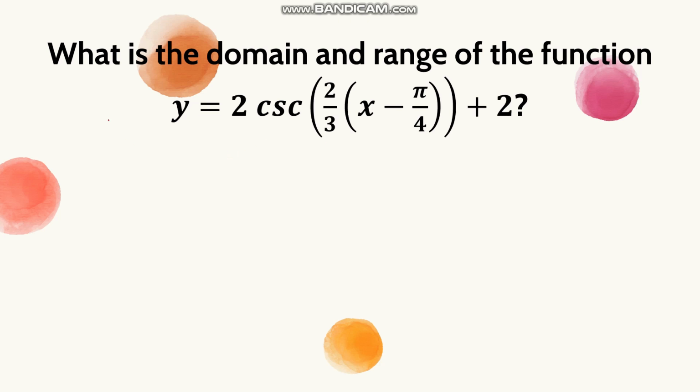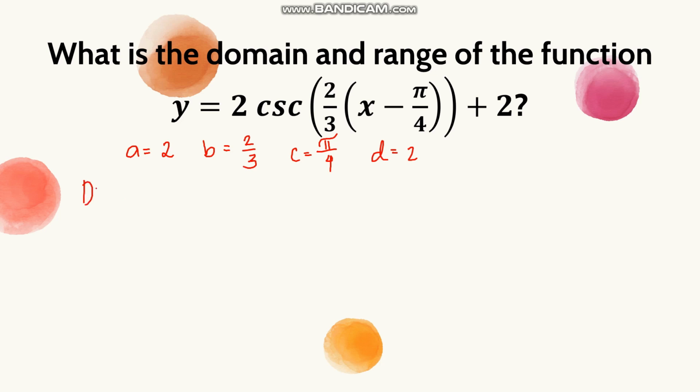And then for another example, let's have this given function. So let's identify again a. So we have 2. Then we have b is 2/3. C is pi over 4. Remember our formula, it's x minus c. So that's why we're just getting positive pi over 4. And then d is positive 2.